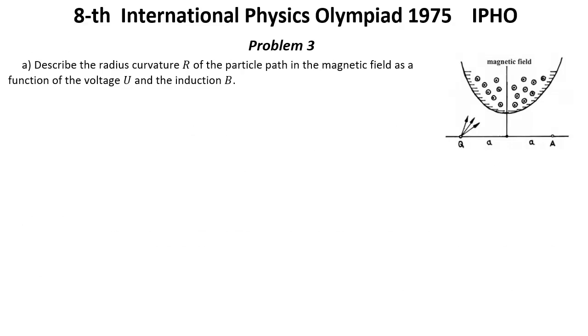Solution for problem number 3. Question A. Describe the radius of curvature R of the particle path in the magnetic field as a function of the voltage U and the induction B. Solution. The kinetic energy of the ion after acceleration by voltage U is this one: 1/2 mv squared equals eU. From this equation, the velocity of the ions is calculated by v equals the square root of 2eU over m.